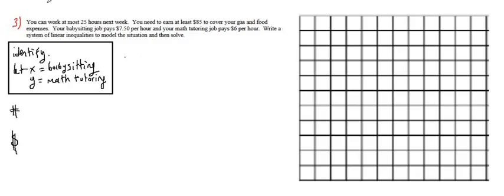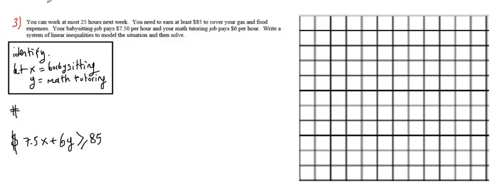So here, babysitting pays $7.50, $7.50x. And math tutoring pays $6, 6y. And you need to earn at least $85. That means greater than or equal to 85. Can be equal to 85. Anything above 85 is good. Anything below 85 is not accepted because it's at least $85.